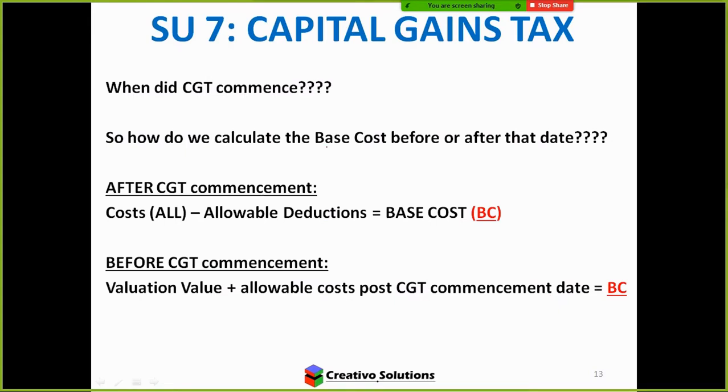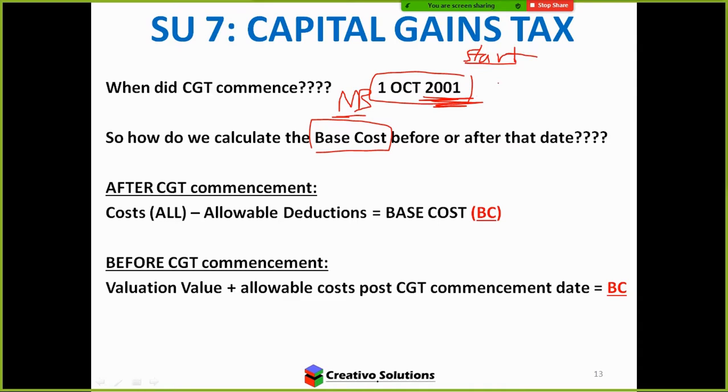When establishing what the base cost is, it's important to know whether we are before or after CGT commencement. When did CGT commence? 2008. No, 2001. We just spoke about it earlier. Oh, 2001. Sorry. Yes, 1 October 2001. That was when CGT started, when it became legislation, law.